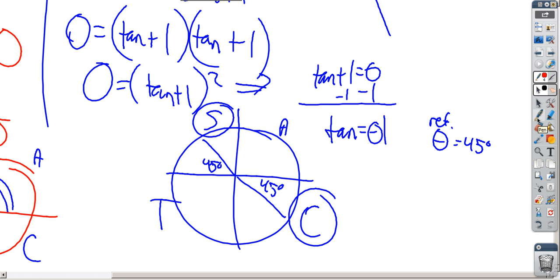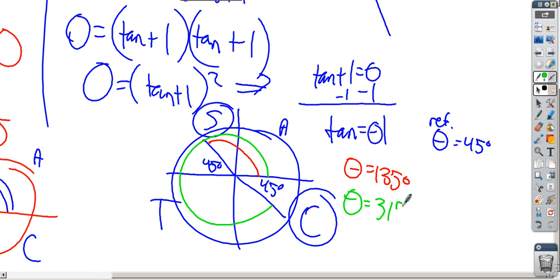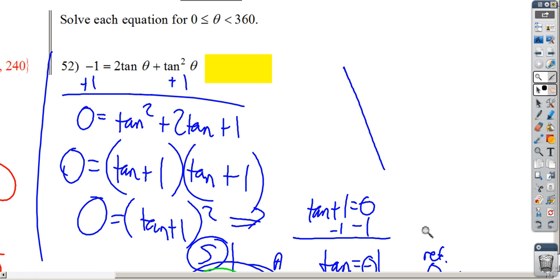So this angle here is 180 minus 45, which is 135. That's one solution. And then our next solution is this angle all the way around except for that last 45. That's 360 minus 45, which is 315. So 135, 315 should be our answers. We don't have to check them because there's no way we got an extraneous solution. We didn't square both sides.